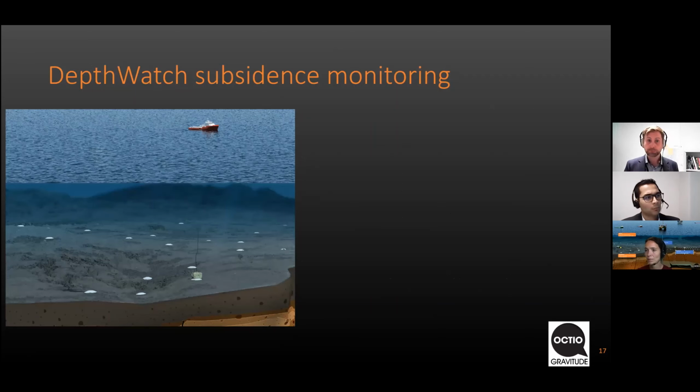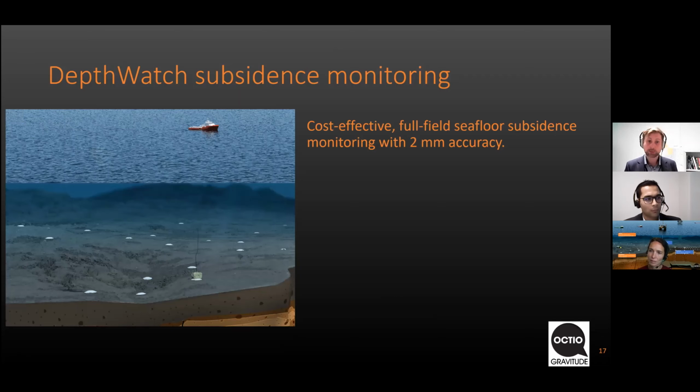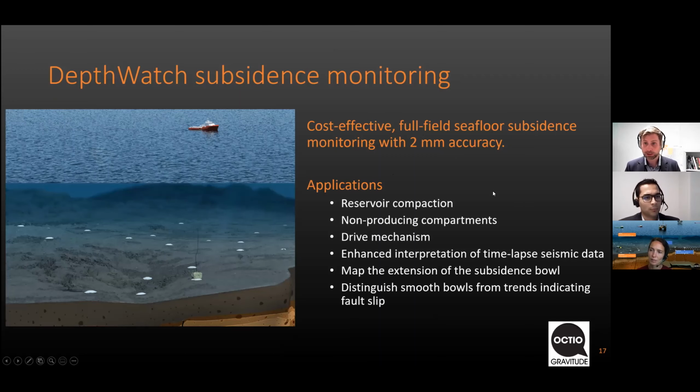So Depthwatch is, of course, subsidence monitoring, as we mentioned. In GWatch we are measuring both 4D gravity and subsidence. And in Depthwatch we are taking out the instrumentation belonging to only subsidence monitoring, and we are including it in a separate package. So this allows us to get the same type of resolution, the 2 millimeter accuracy, when we are monitoring subsidence.